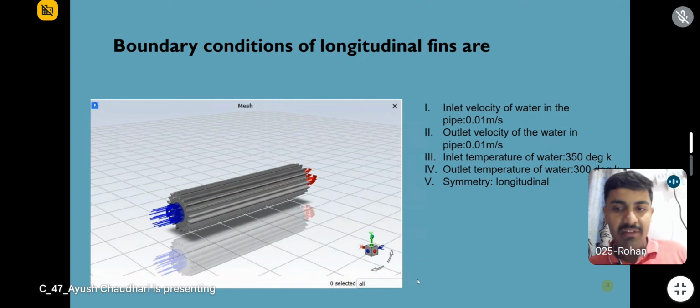The inlet temperature of the water, represented at the inlet by the blue lines showing in the photo at the left side, was 350 degree Kelvin, and the outlet temperature, denoted by the red arrows at the right end of the photo, is coming with less temperature, that is the fins have done their work, and it is about 300 degree Kelvin, and the symmetry used over here is longitudinal.